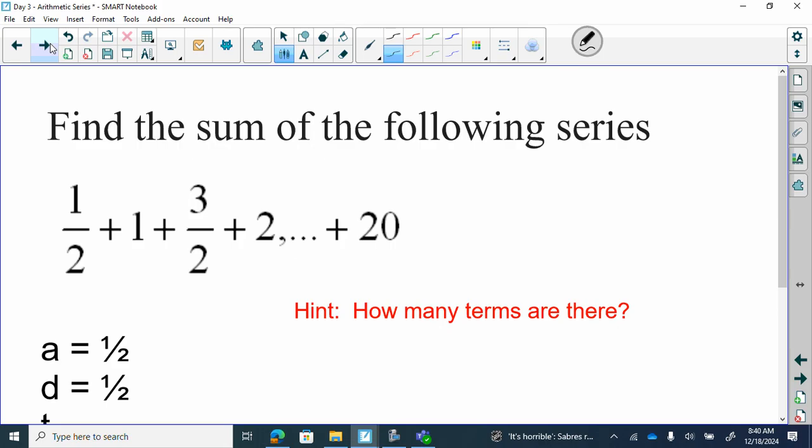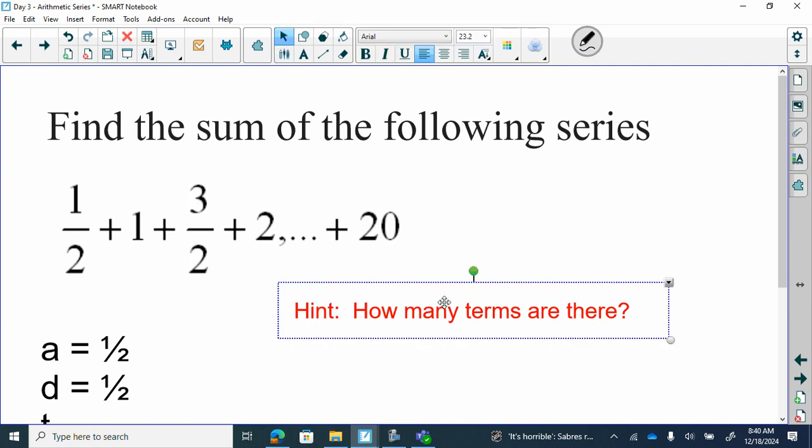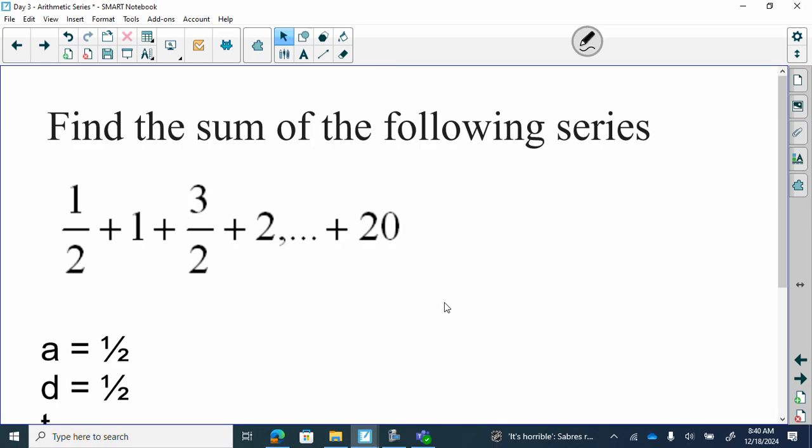Find the sum of the following series. There's a little hint there. We'll get rid of it. You don't have this, obviously, on your sheet, do you? Can you copy that down? Find the sum of the following series. And I'll just hide this stuff too.